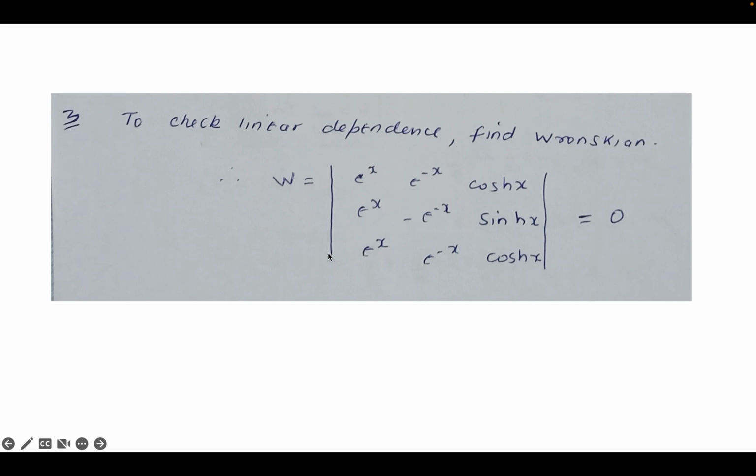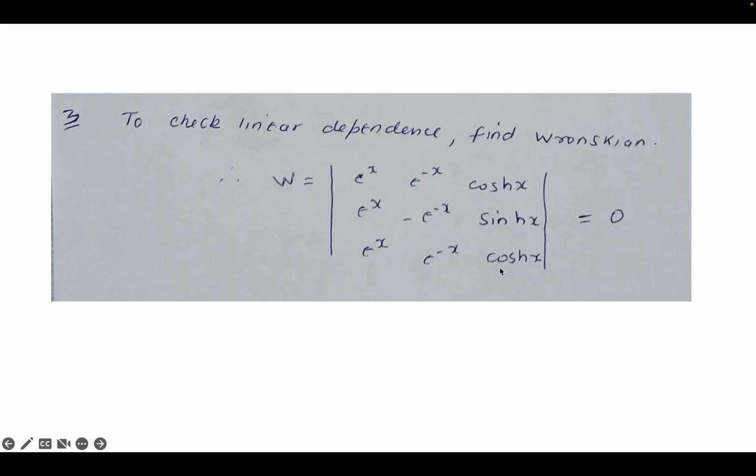So in the second row, you just write the first derivative of the above functions. Now in the third row, you just write the second derivative of the functions in the first row. If you differentiate e power x twice, you get e power x. For the second column, if you differentiate e power minus x twice, you get e power minus x again, because the minus sign comes twice and turns positive. And double differentiation of cos hyperbolic x gives cos hyperbolic x again.